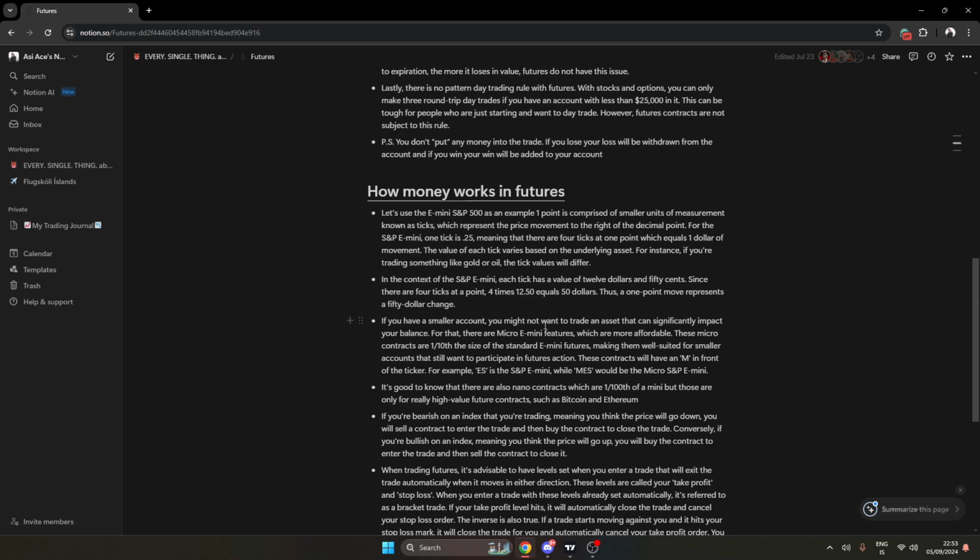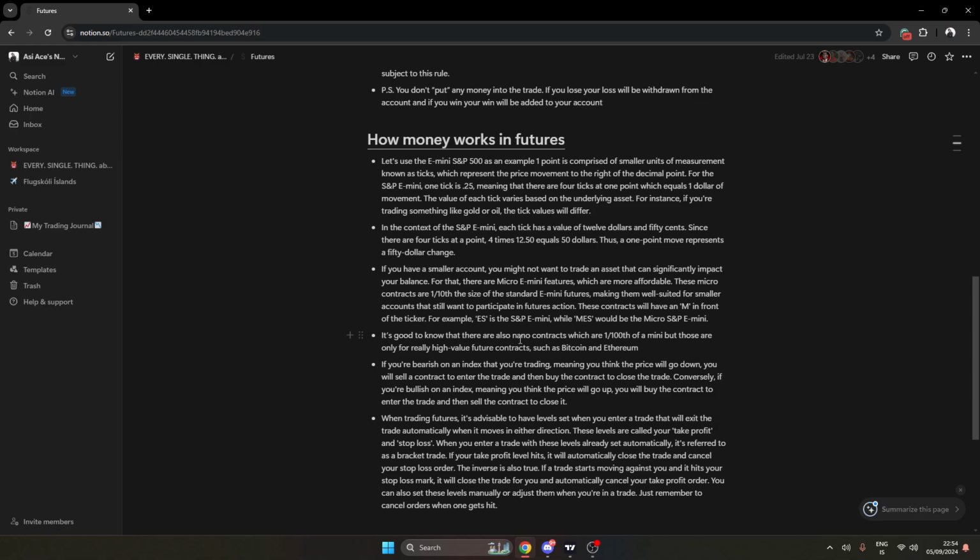If you have a smaller account, you might not want to trade an asset that can significantly impact your balance. For that, there are micro E-mini futures, which are more affordable. These micro contracts are 1/10 of the size of the standard E-mini futures, making them well suited for smaller accounts that want to participate in futures action. These contracts will have an M in front of the ticker. For example, ES is the S&P E-mini, while MES would be the micro S&P E-mini. It's good to know that there are also nano contracts, which are 1/100th of a mini, but those are only for really high value futures contracts, such as Bitcoin and Ethereum.